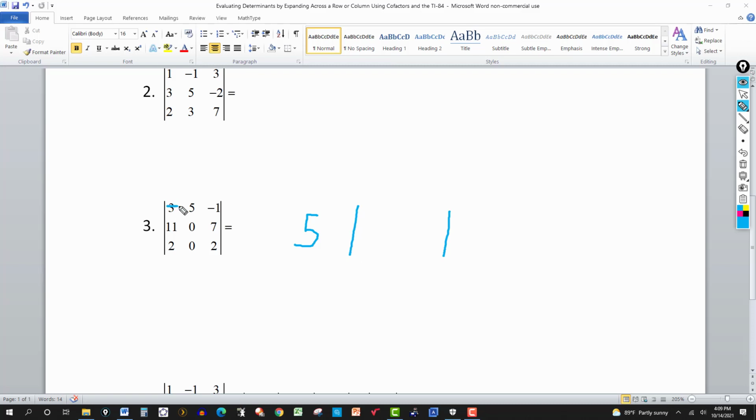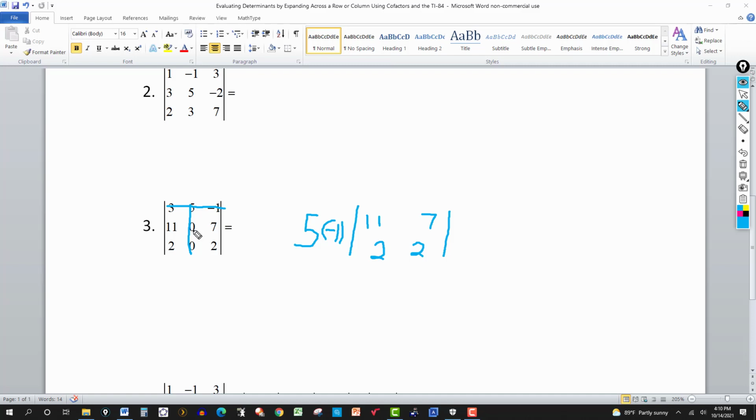Okay, eliminate the row, eliminate the column that 5 is in, and what's left? It's 11, 7, 2, and 2. And then the only thing you have to determine is, does this get multiplied by a 1 or a negative 1? So again, it depends on the position of the 5. Well, the 5 is in the first row, second column. That's odd. So this becomes a negative 1.